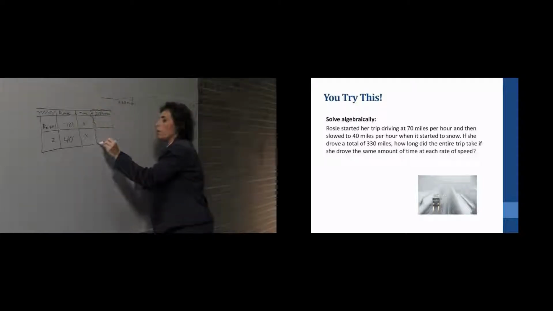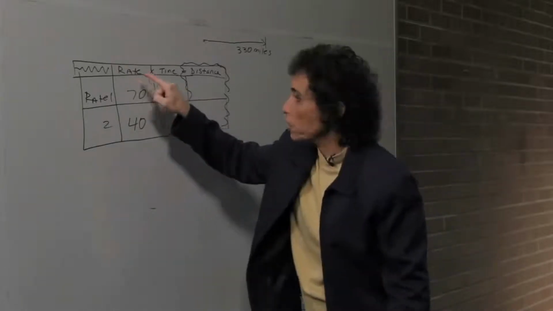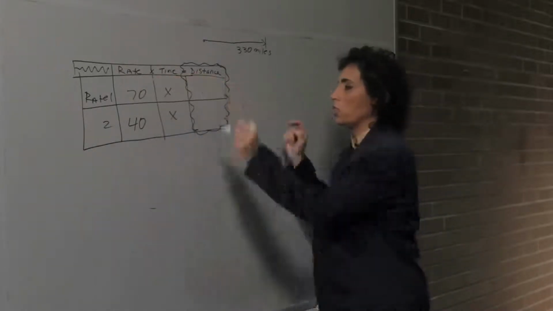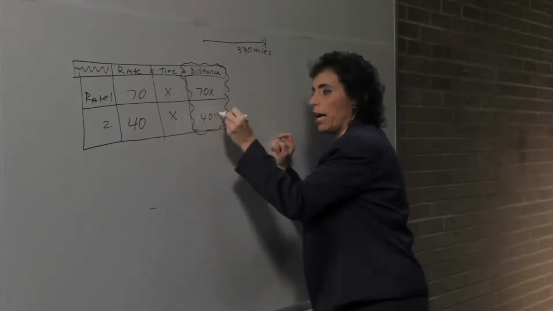How do I know I squiggle? I'm squiggling because there's one column left. That's how I know I'm squiggling. Now you have to use the formula. Rate times time equals distance. Rate times time is 70x. Rate times time is 40x.